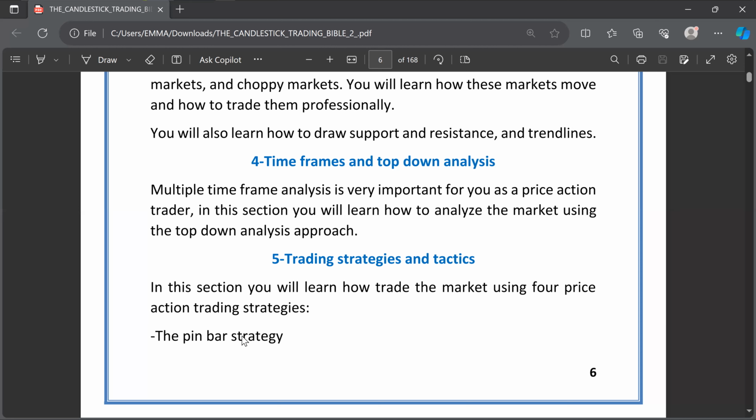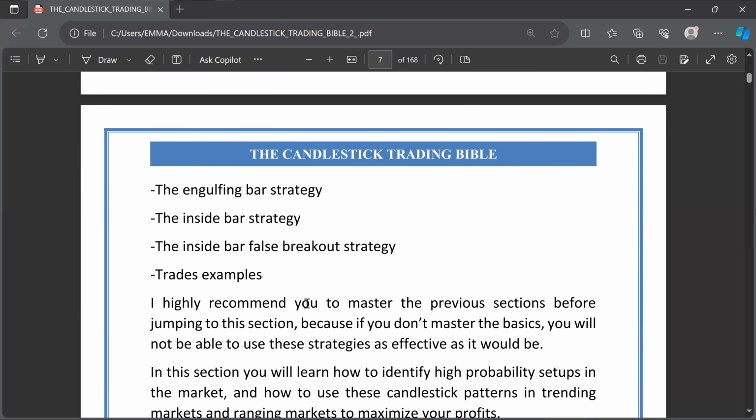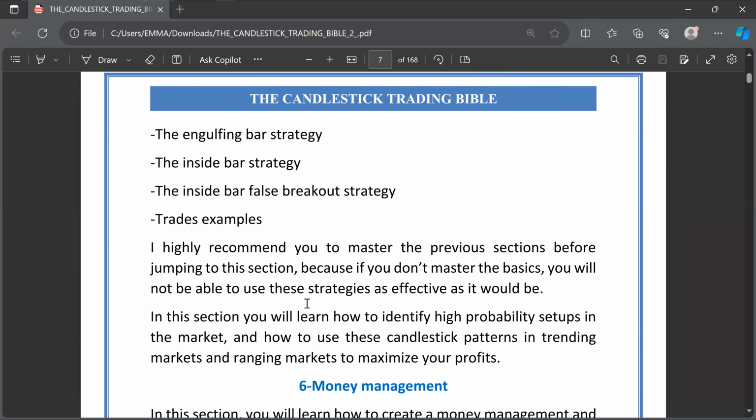Under the strategies, we just discuss a few here. We have the pin bar strategy, and the engulfing bar strategy. We have the inside bar strategy. We have the inside bar false breakout strategy. And then we will look at some examples, right? Now, I highly recommend you master the previous sections before jumping on to this section, because if you don't understand the basics, you will not be able to use these strategies as effectively as you could. Now, this is very important.